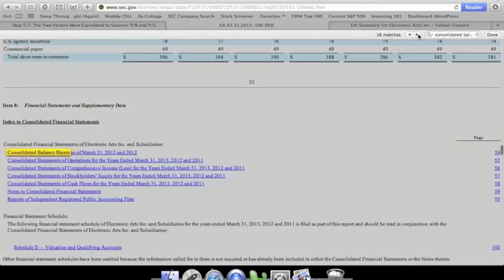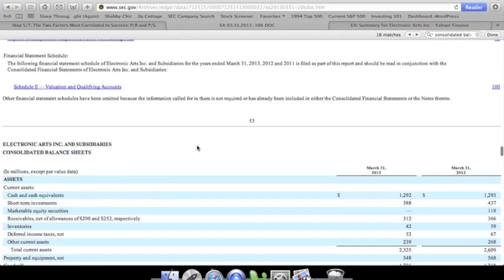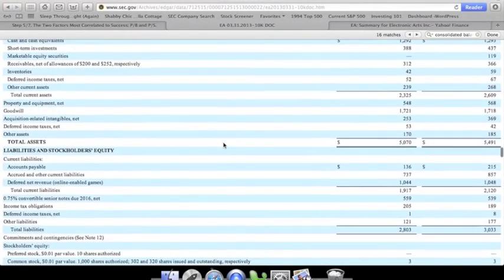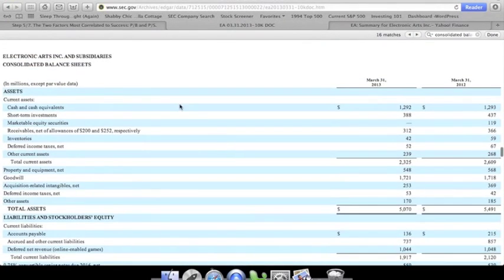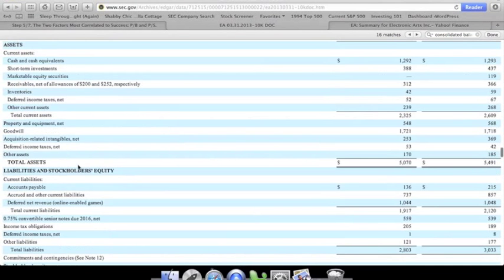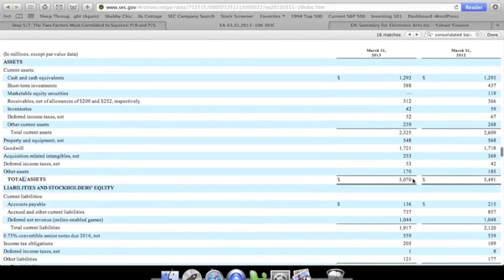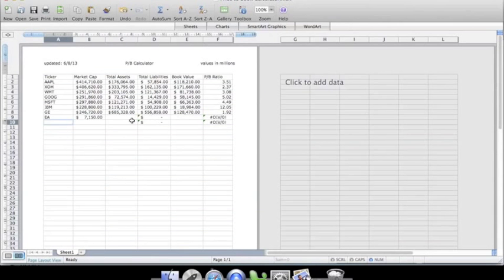Okay. So here we go, consolidated balance sheets. And this is where the information is that you want to look at. And I've made it easy. If you just look at the calculator that I made, it'll show you exactly what you're looking for. So we're looking for total assets. Look for the most recent year, which is here. So we got this number. We'll copy it and put it into my calculator here.